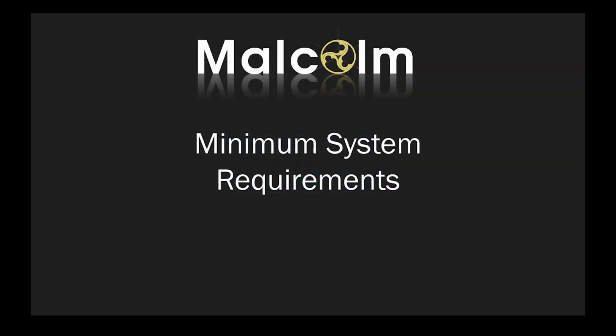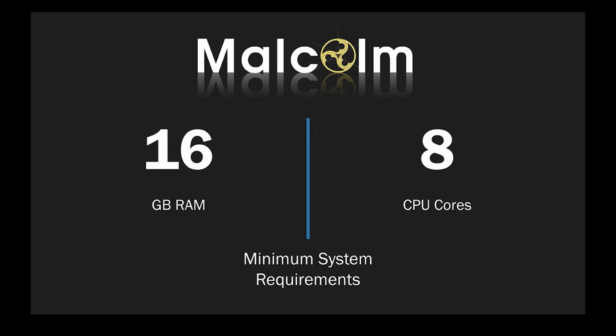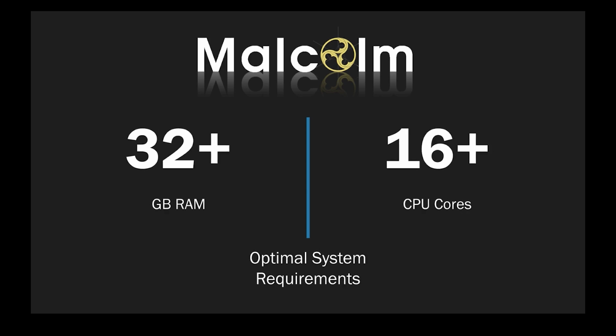Before we start, a quick note on minimum system requirements. If you try to install Malcolm without adequate resources, it will run poorly or crash the machine. Malcolm's minimum system requirements are 16 gigabytes of RAM and 8 CPU cores. However, for an optimal experience, it is recommended to install Malcolm on a system with 32 gigabytes or more of RAM and 16 or more CPU cores.